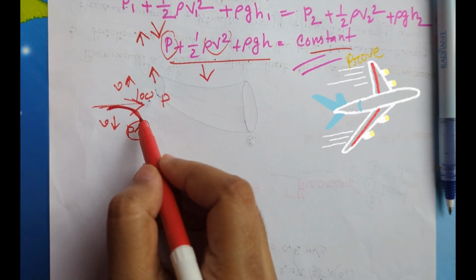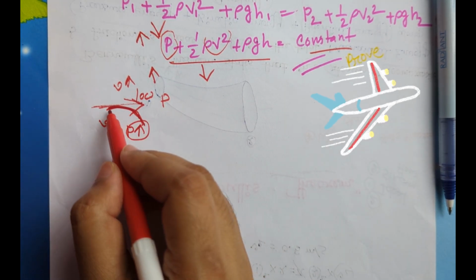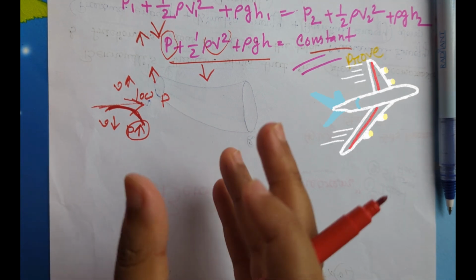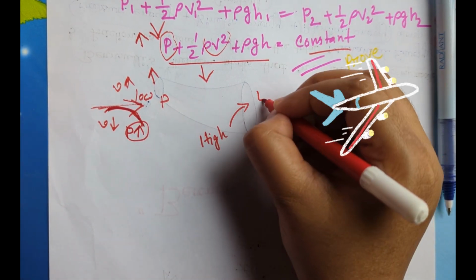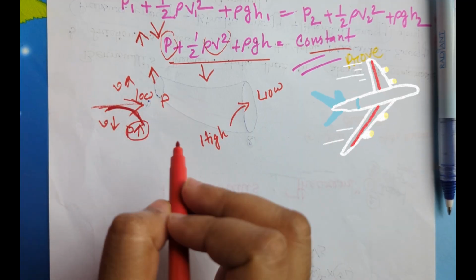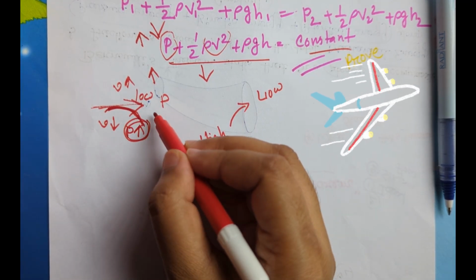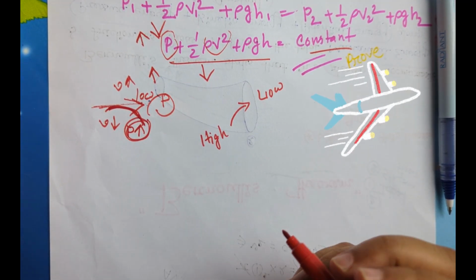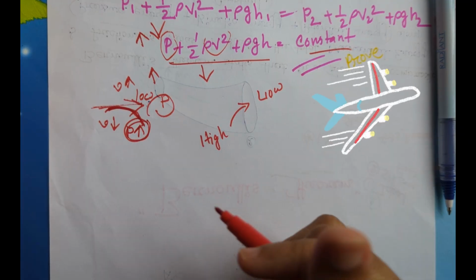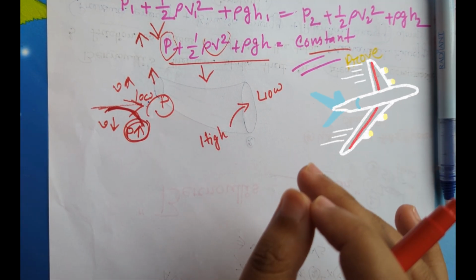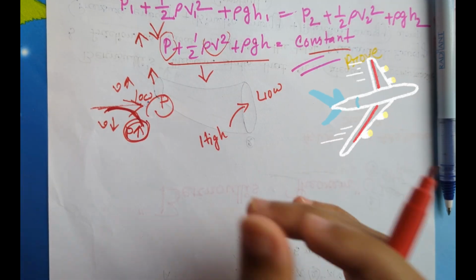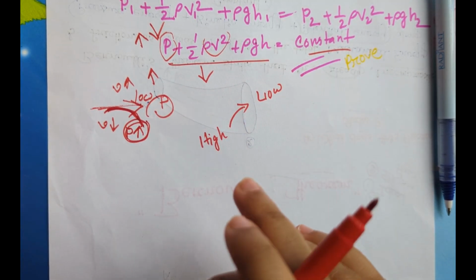As at the lower side the pressure is high, and in the universe everything wants to move from high to low, this wing also wants to go from high pressure to low pressure, and that's why it is lifted up. The air moves faster over a plane's wings, causing low pressure on top and lifting it into the sky. This is how the plane flies in the sky freely.